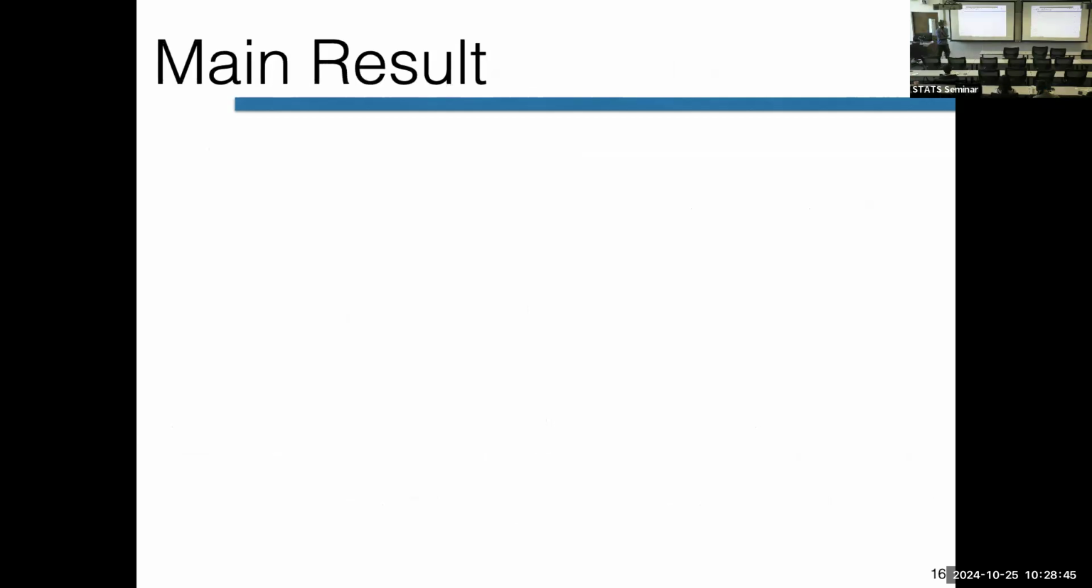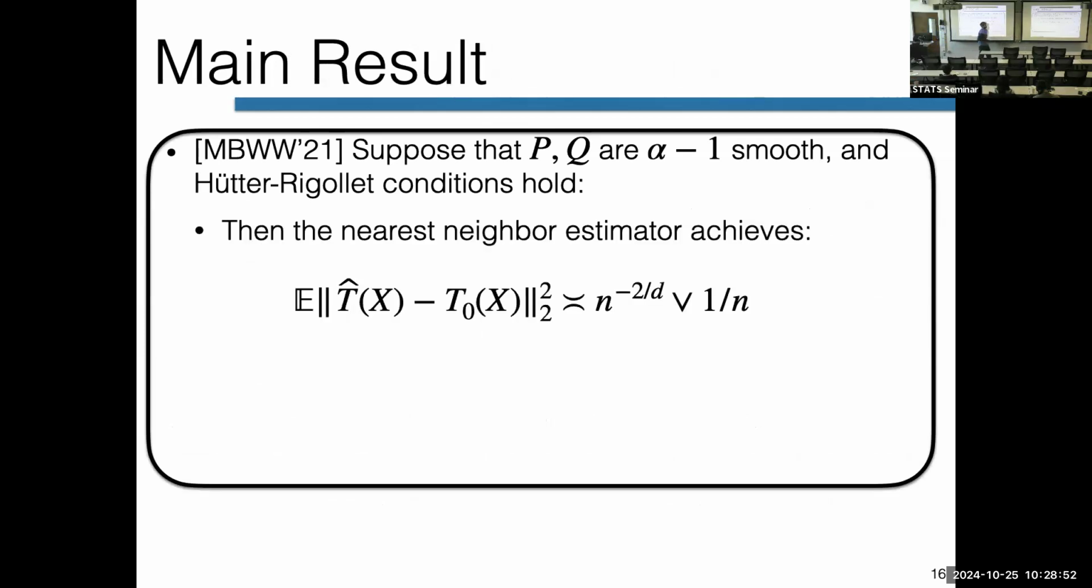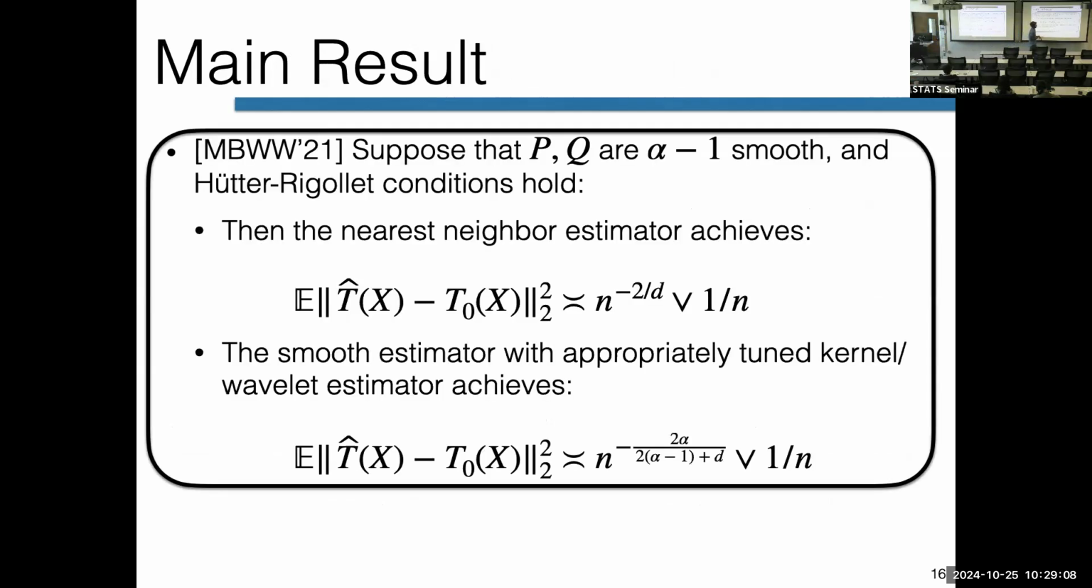Okay, so let me tell you the main result. So this is from our paper. Suppose that these distributions are alpha minus 1 smooth. The map is alpha smooth. These scales will make sense. Then you can analyze the nearest neighbor estimator. The nearest neighbor estimator will achieve the correct rate when alpha is 1. And you can also analyze a kernel smooth estimator or a wavelet estimator, so these smooth estimators, and they will achieve exactly the minimax rate.